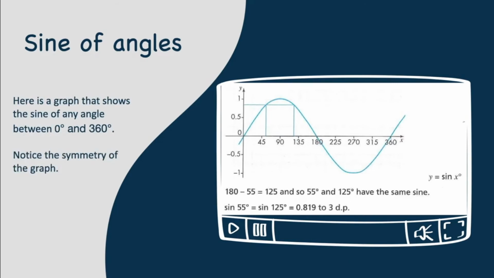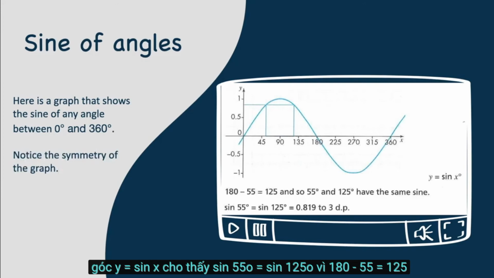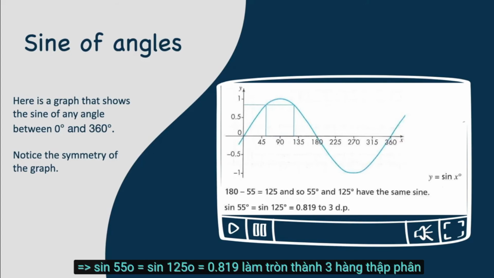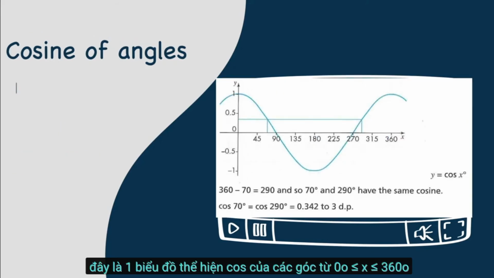The graph y equals sin x degrees suggests that 55 degrees and 125 degrees have the same sine because 180 minus 55 is equal to 125. So we say sine of 55 degrees is equal to sine of 125 degrees, which is 0.81923 to 5 decimal places. This is another graph that shows the cosine of any angle between 0 degrees and 360 degrees.